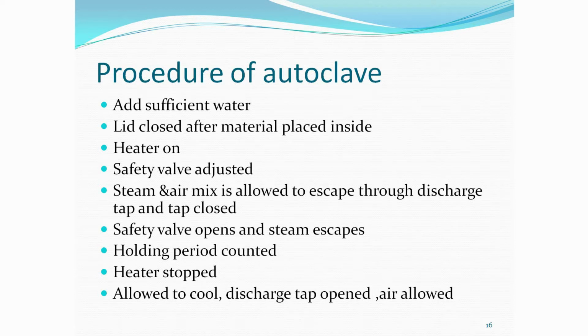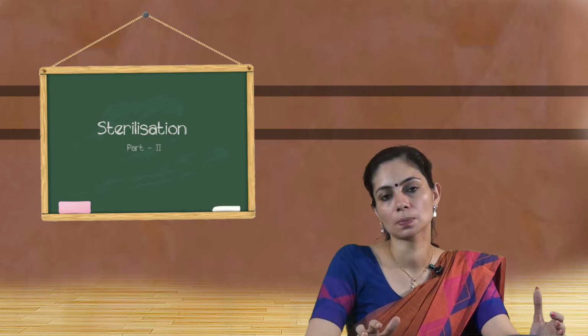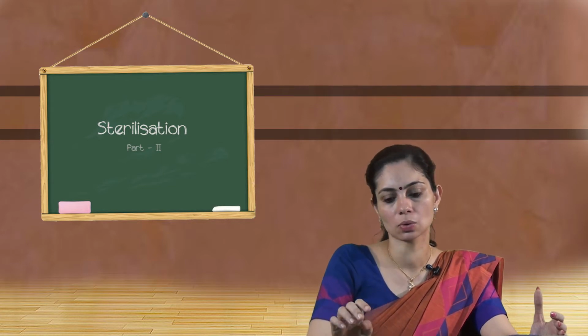The safety valve opens there and the steam escapes. The holding period is counted from this time for 15 minutes. After that, the heater is stopped and it is allowed to cool, and the discharge tap is opened so the air is allowed to go outside.